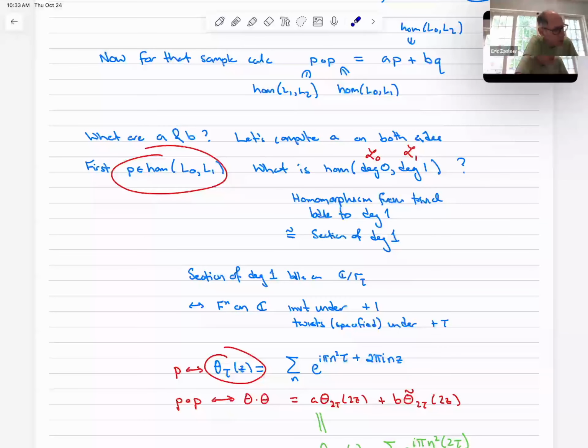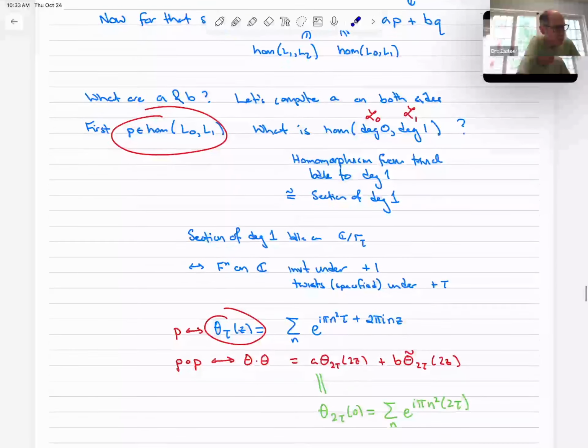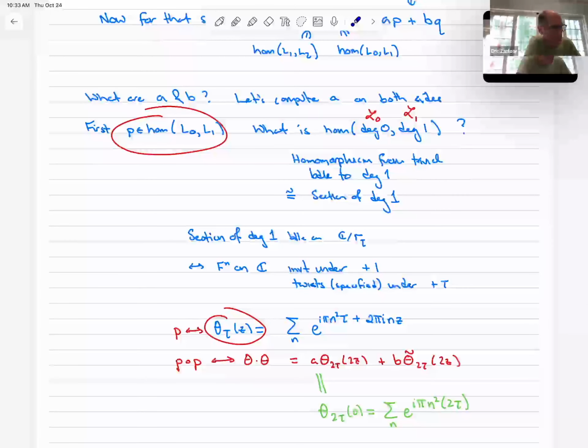So what we need to do is multiply this function with itself and decompose the answer as a linear combination of this function with 2 tau and again with 2 tau and some shift of 1/2. So that's an algebraic problem that can be done. And this is the answer. The A, I'll just tell you the answer for A. The B is the same with n goes to n plus 1/2. This A is this same theta function at 2 tau, but evaluated at z equals 0.